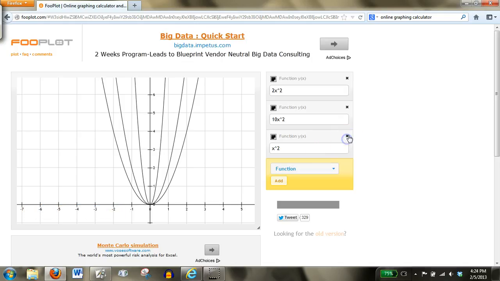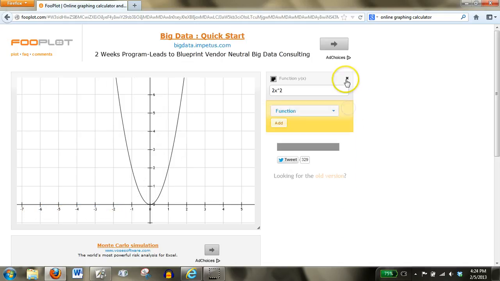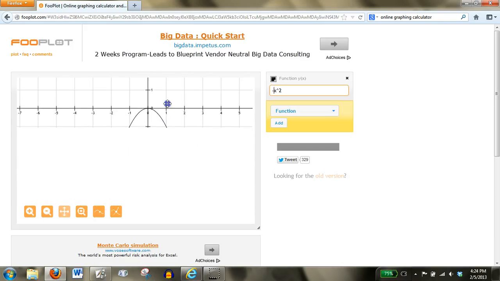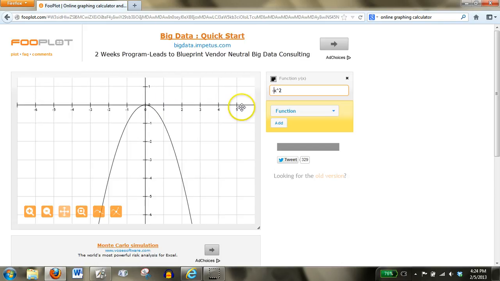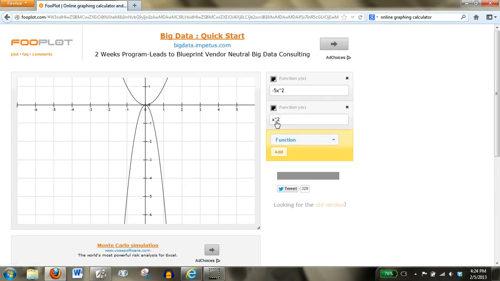Let's try this again, but with, let's say, negatives. Okay, here's negative x squared, upside down facing parabola. But let's change things. Let's make it negative 5x squared. Oops, negative, there we go. Okay, and one more. Let's do negative 15x squared.